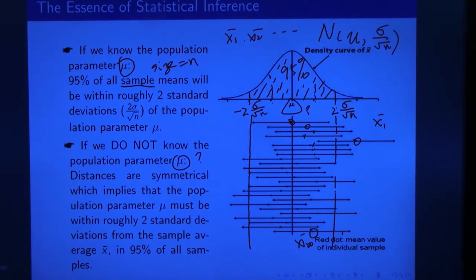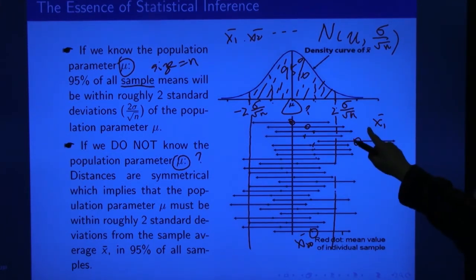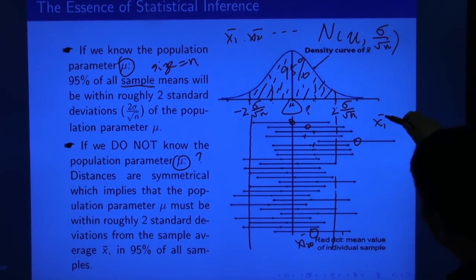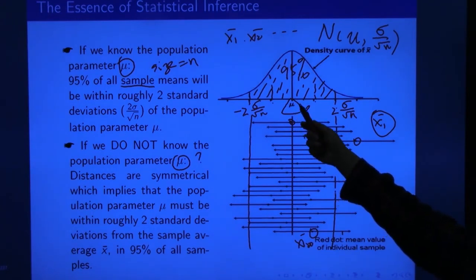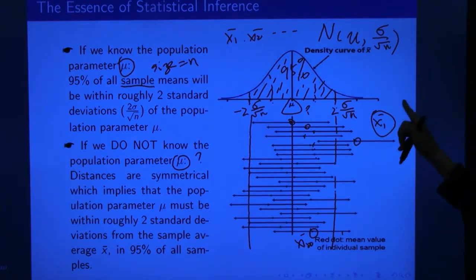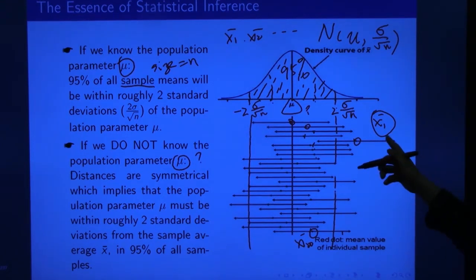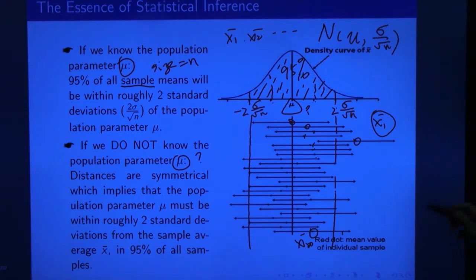We have only one sample, which is the first one. And we calculate the mean for this one, we get this. How do we know about the population mean, mu? Our conclusion is mu will possibly be within plus and minus 2 standard deviations of this x1 bar, because plus or minus 2 gives us 95%.